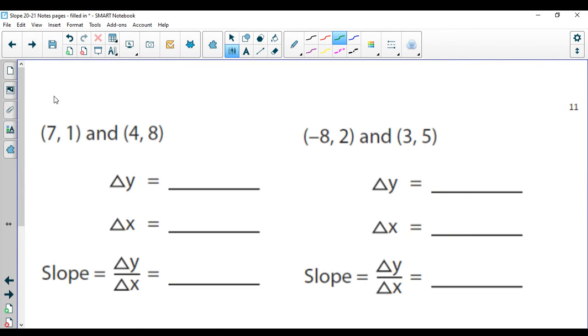We're going to break this down today into the delta y and the delta x first, and then we'll go ahead and put it to slope for the first 2 examples, and then from there we'll kind of take away that scaffolding. So I'm not going to label these every time, but I'm going to do delta y.